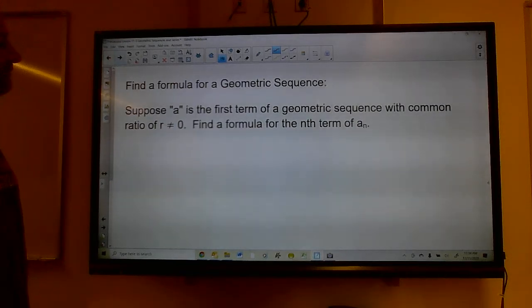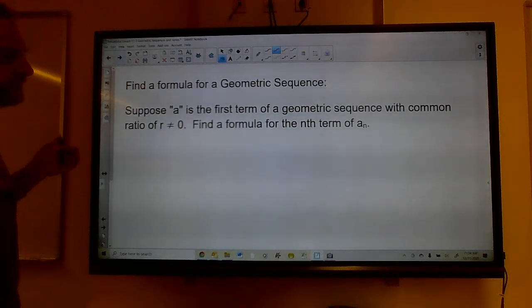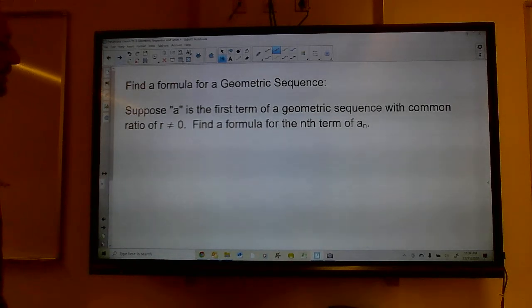Okay, so find a formula for a geometric sequence. Suppose a is the first term of a geometric sequence with a common ratio of r not equal to 0. So the common ratio can be anything, it just can't be 0, because then you just get 0 all the time, and that's boring. Okay, so find a formula for the nth term, a sub n.